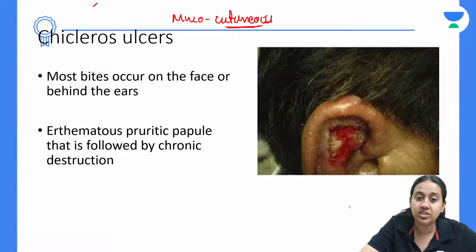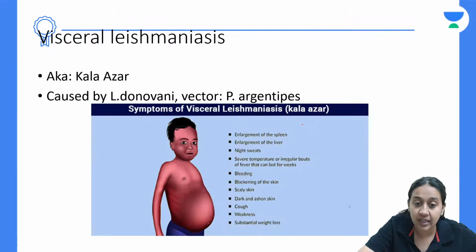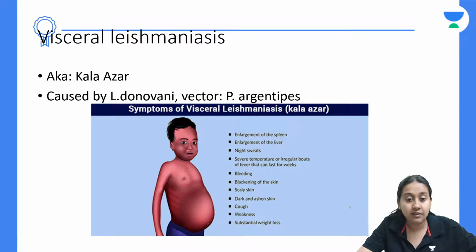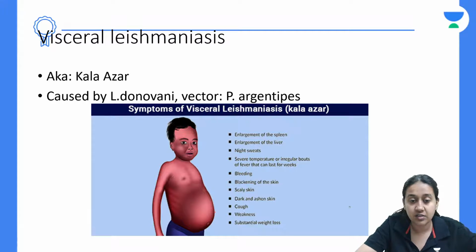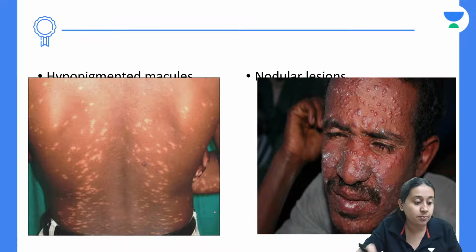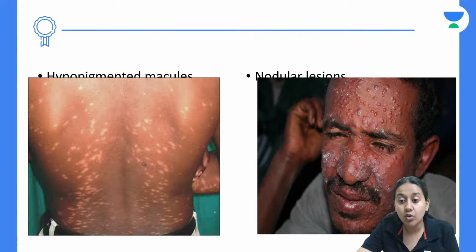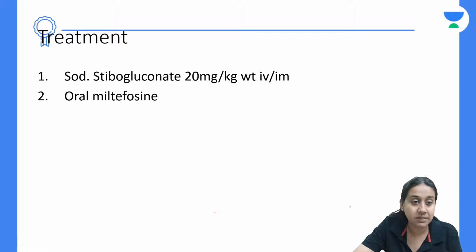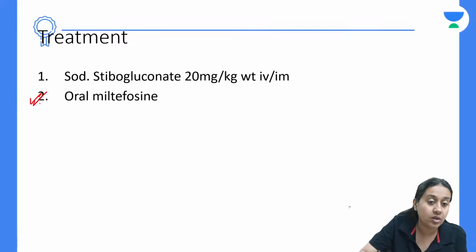So espundia and chiclero ulcer is a feature of mucocutaneous, while in visceral leishmaniasis we will see mainly the involvement of viscera, that is reticuloendothelial system like liver, spleen. Then the patient will have prolonged fever, night sweats, involvement of the lungs, etc. In PKDL, patient very characteristically develop hypopigmented lesions or nodular lesions, and for these patients the treatment of choice is oral miltefosine, which is drug of choice.